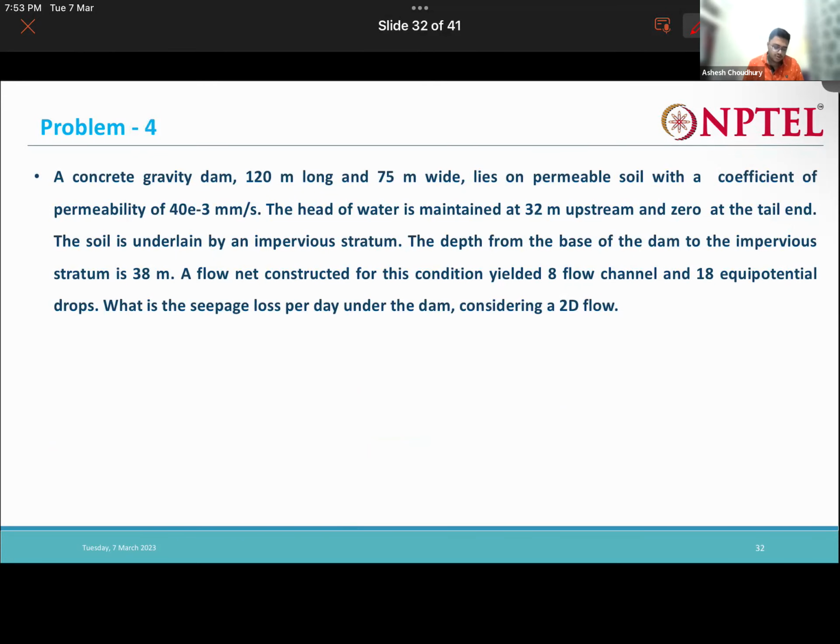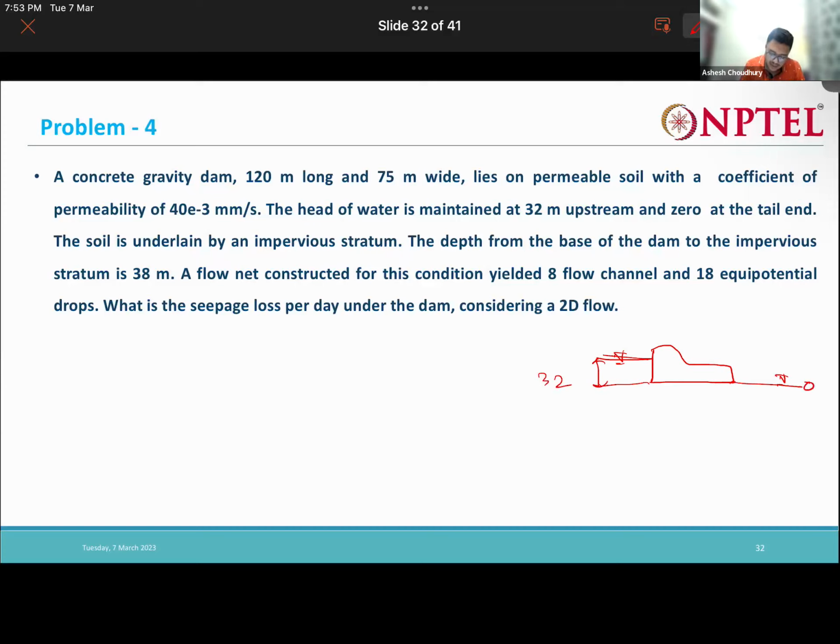Okay, so the next question: a concrete gravity dam, 120 meters long and 75 meters wide, lies on permeable soil with a coefficient of permeability as given. The head of water is maintained at 32 meters upstream and 0 at the tail end. So we have a concrete gravity dam, and in the upstream the head is maintained at 32 and at the tail end it's 0.